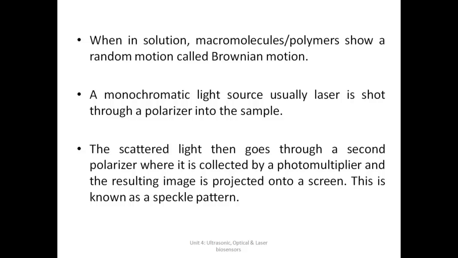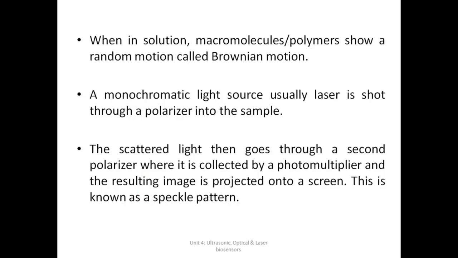So now, when macromolecules are present in a solution, they show random motion called Brownian motion. A monochromatic light source, usually we use a laser in this. When it is shot through a polarizer into the sample, the scattered light goes through another polarizer, where it is collected with the help of a photomultiplier, and the resulting image is projected on the screen. This is called a speckle pattern.